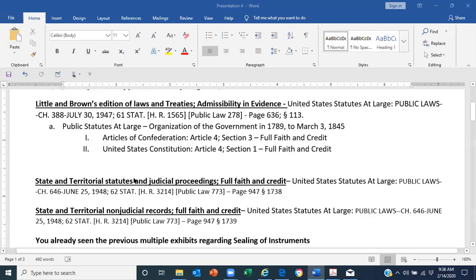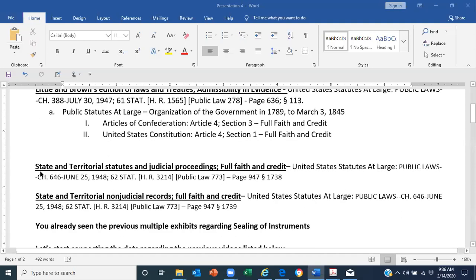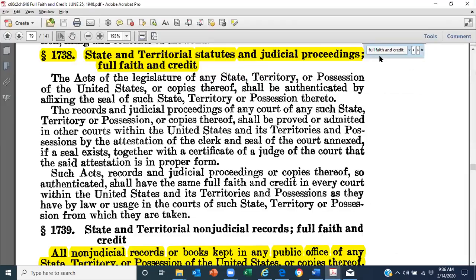Let's move forward. Okay, so we're going to be talking about, I'm going to be reading from the state and territorial statutes and judicial proceedings, full faith and credit. Let's go to it right now. Make sure you can see the screen. Yes. State and territorial statutes and judicial proceedings, full faith and credit.